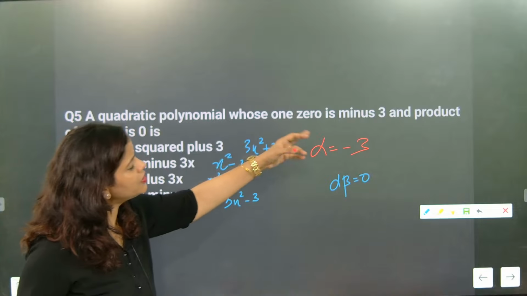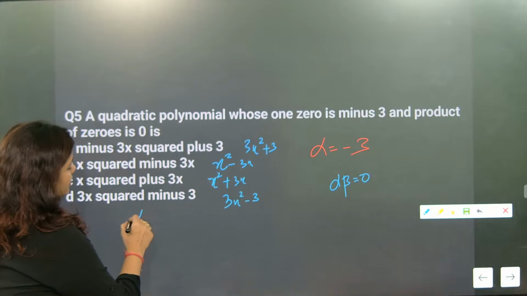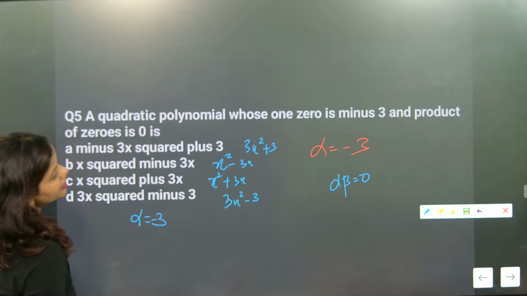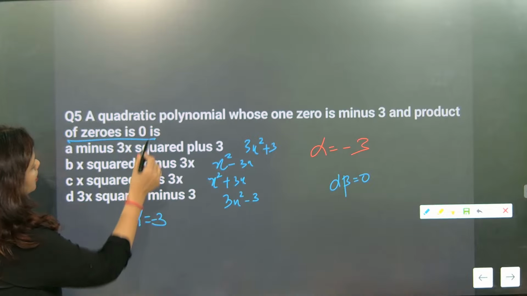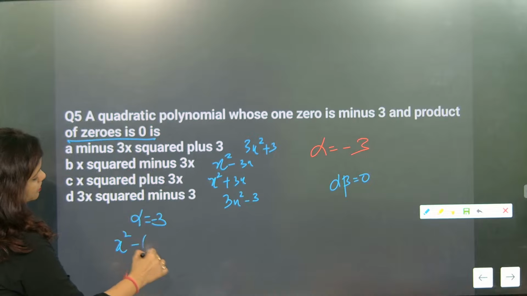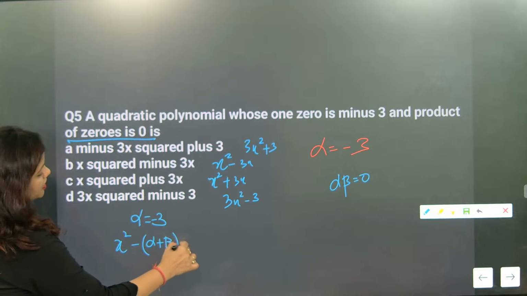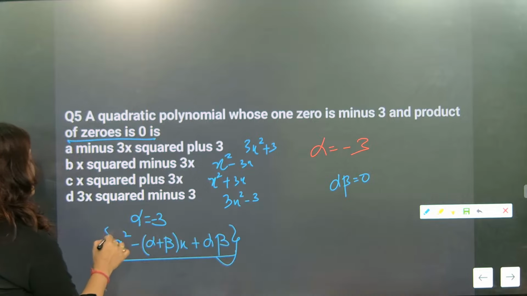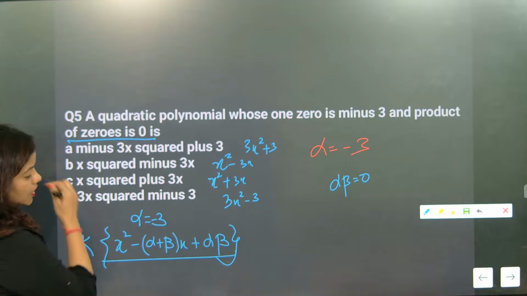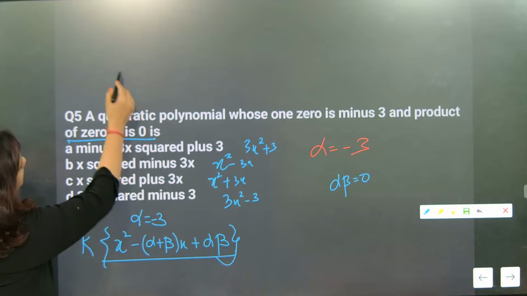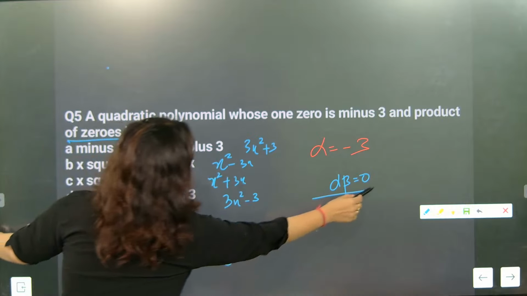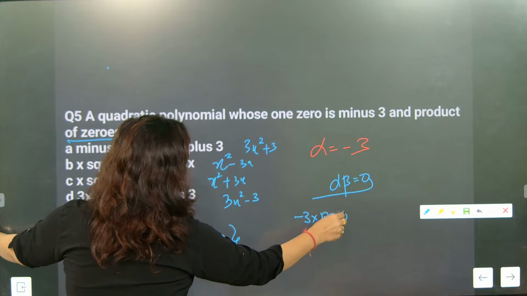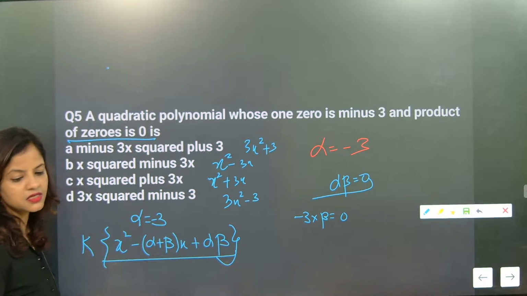The quadratic polynomial is one of the zeros is minus 3. So let alpha is equal to minus 3, because the equation is like that only. Alpha into beta is 0. Now the equation is coming as x square minus alpha plus beta x plus alpha beta. So this is exactly the quadratic polynomial. So minus alpha plus beta when you will be writing, because the product is coming as 0. So if alpha is minus 3, then 100% beta will be 0. Then only the product is coming as 0.